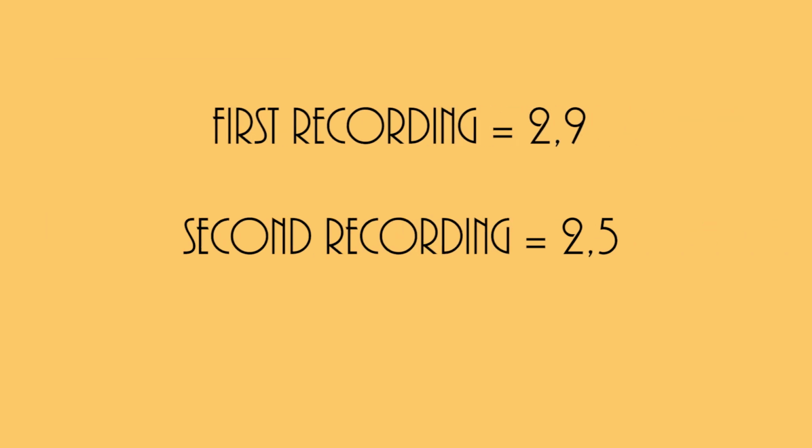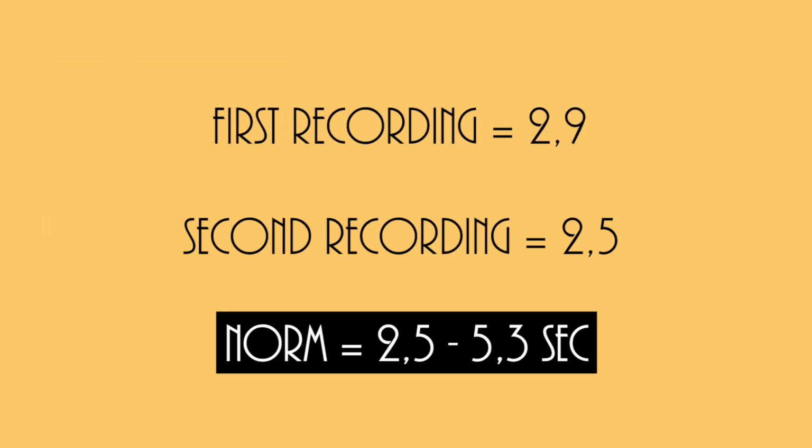second. Well, a normal speech rate needs to be in between 2.5 and 5.3 syllables per second. So this means that in this recording, these two measured fragments fitted the norm well.